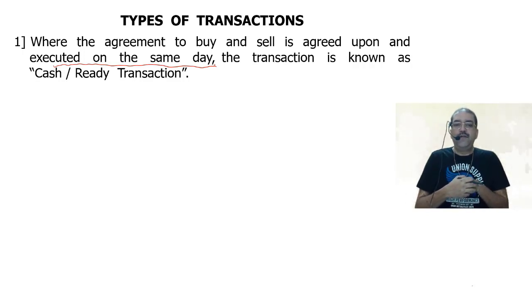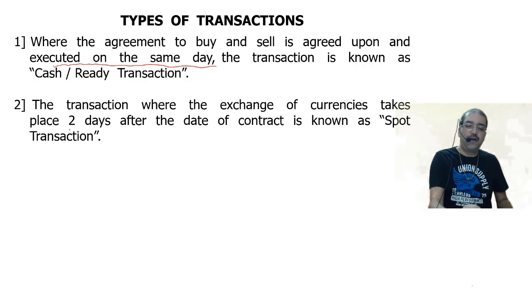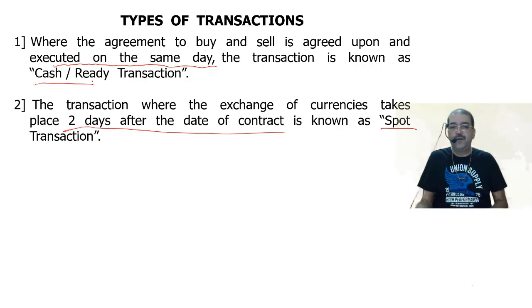Okay, then we have transaction where currencies are exchanged 2 days after the contract is completed. That is normally what we have in stock exchanges, T plus 2. So transaction is entered today and it is completed or executed 2 days later, then that is known as a spot transaction. 2 days after the date of contract, then that is known as spot transaction. The first one was cash transaction.